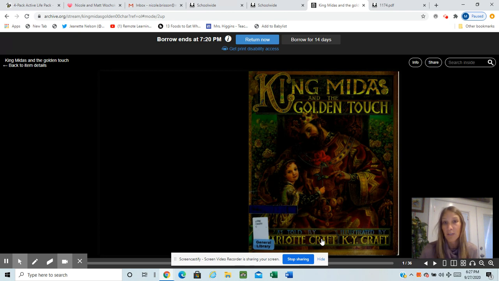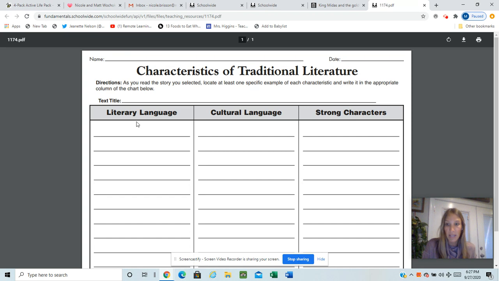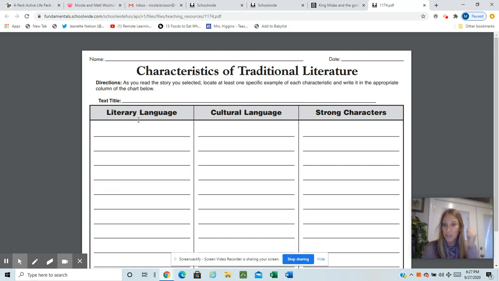As I'm reading, I want you to pay close attention to the literary language, and that's that descriptive detail and adjectives that help you visualize or picture in your mind what's happening in the story. We did that with Rough Face Girl.